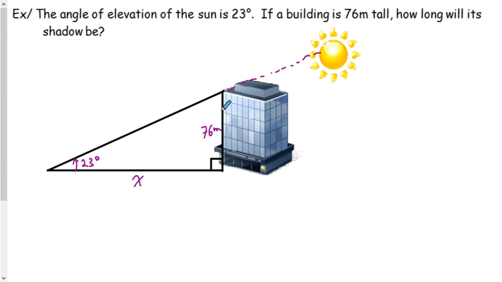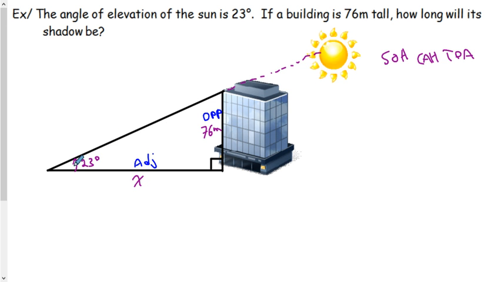Okay, so first thing I'm going to need to do is decide which ratio I'm going to use. So I'm going to write up here my good old SOHCAHTOA, and that's going to remind me what these different ratios represent. Now I want to label the sides of my triangle. So I've got my angle of 23 degrees, that's where I'm looking from. This is going to be the opposite side, the building, and the adjacent side is the ground where the shadow is.